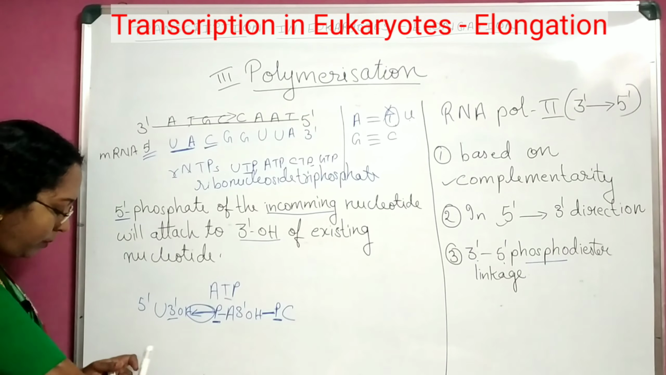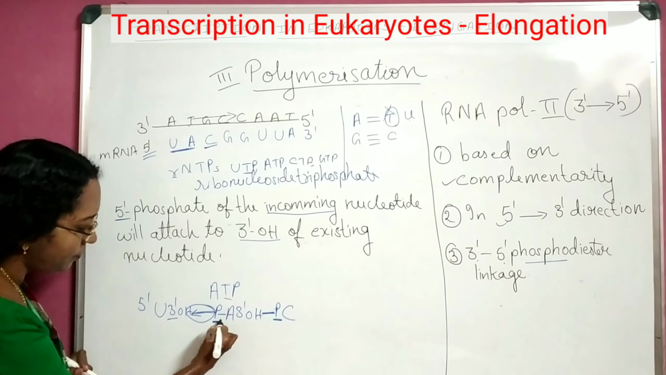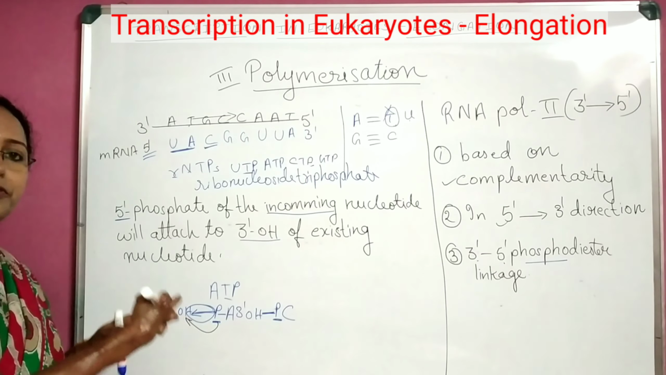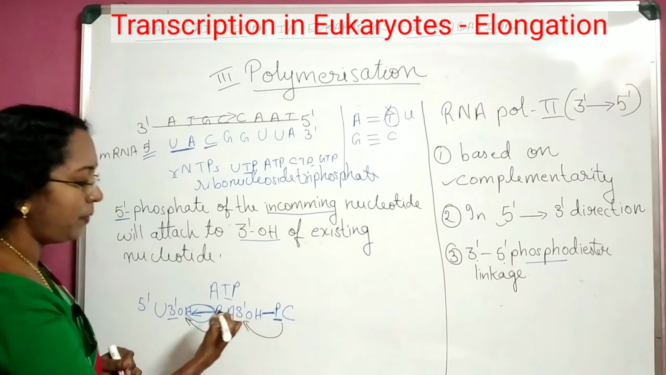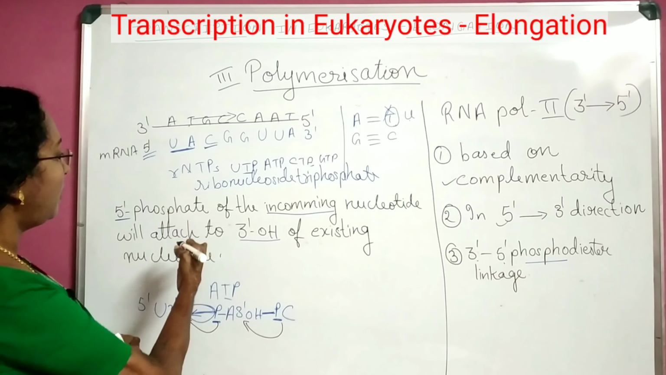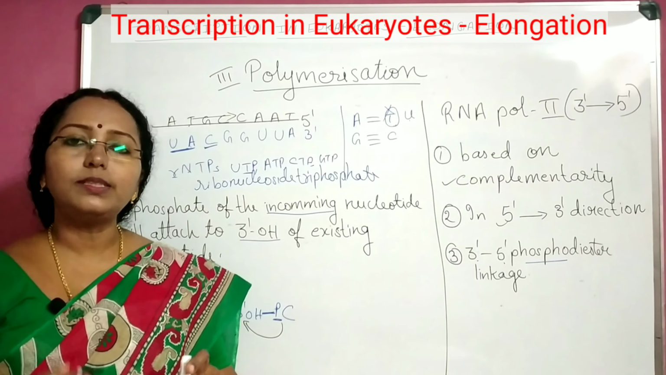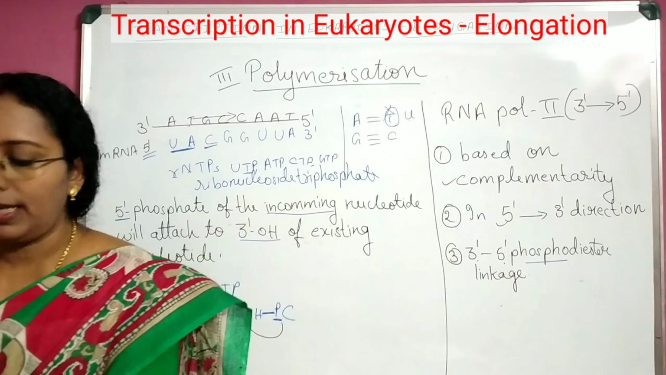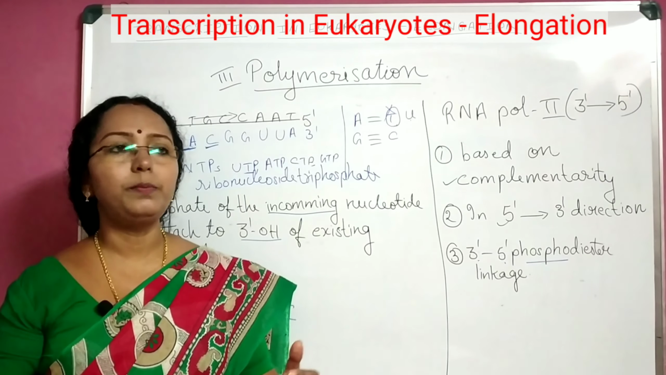So always the 5' phosphate of the incoming nucleotide is getting bonded to the 3' OH of the existing one. Again 5' phosphate of the incoming, 3' OH of the existing one. So likewise phosphodiester bond is getting formed. And who is coming? Who is governing that? It is governed by the complementarity rule. Okay, so polymerization is very simple.